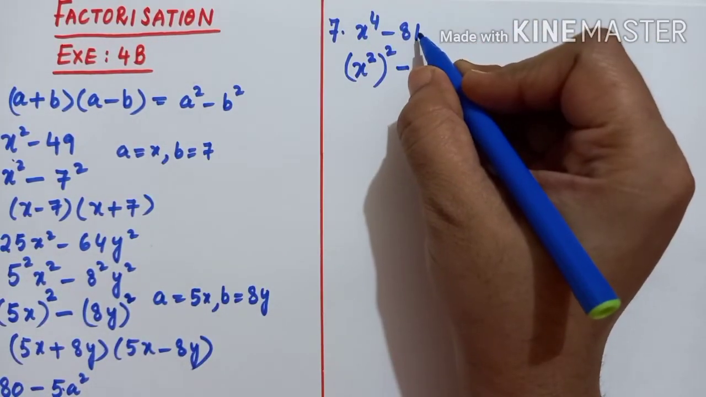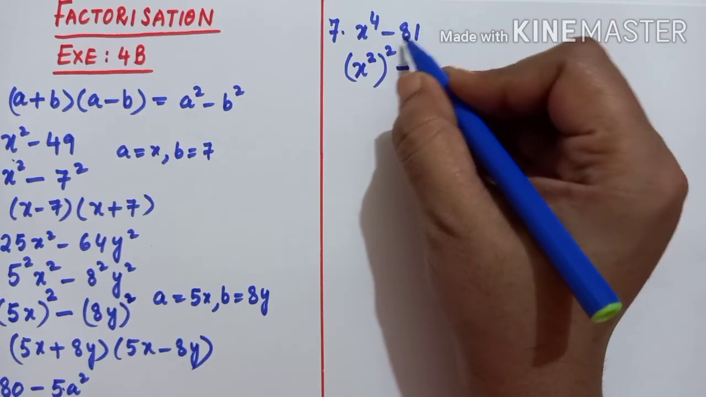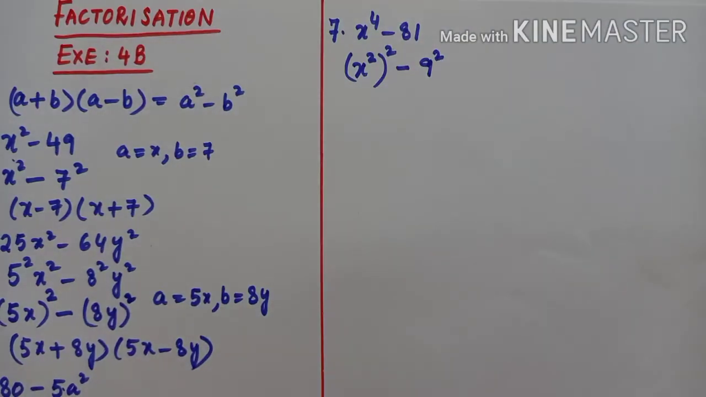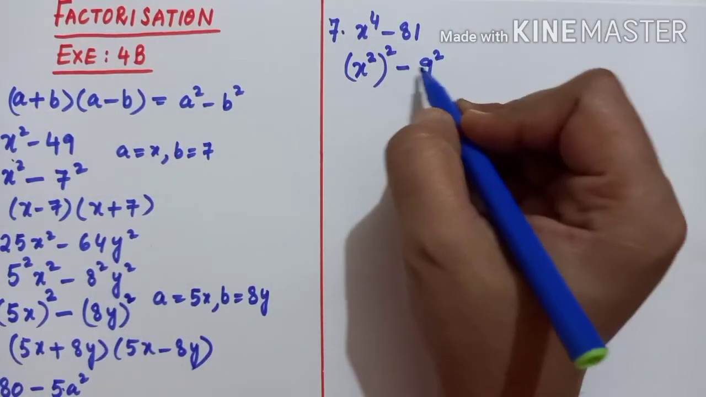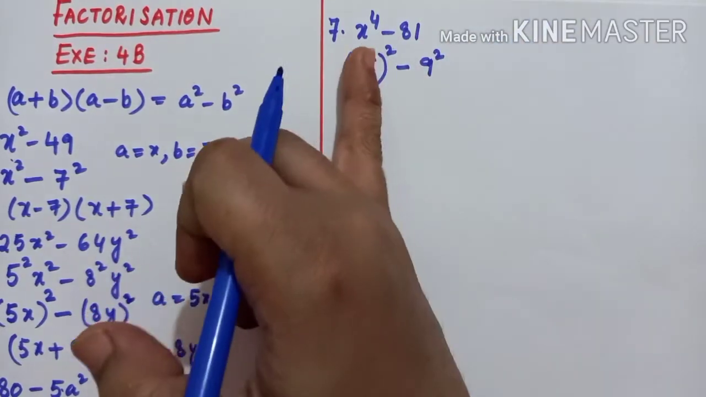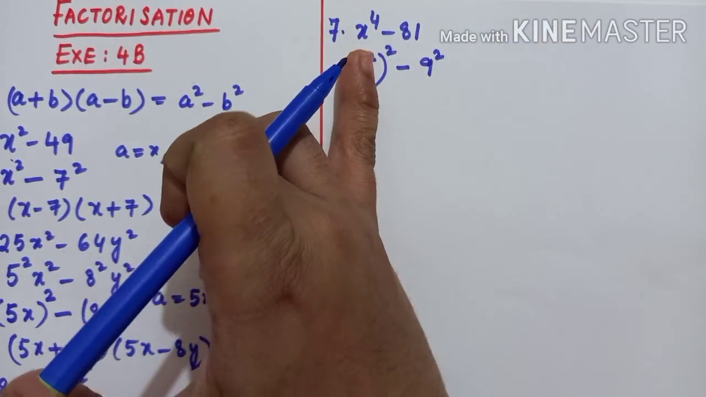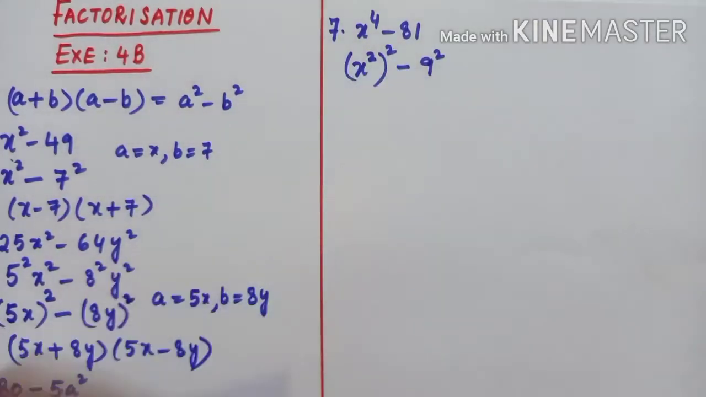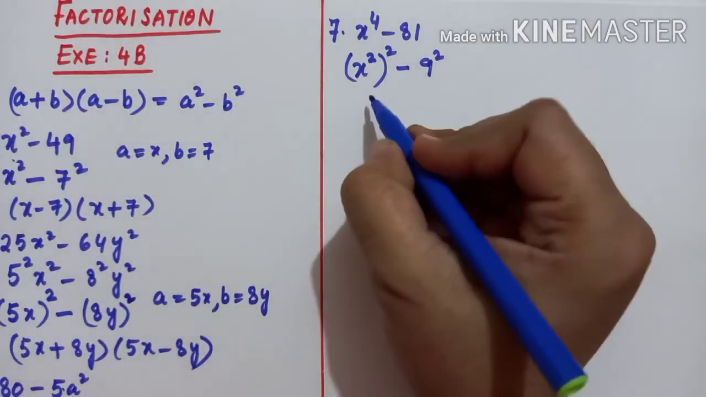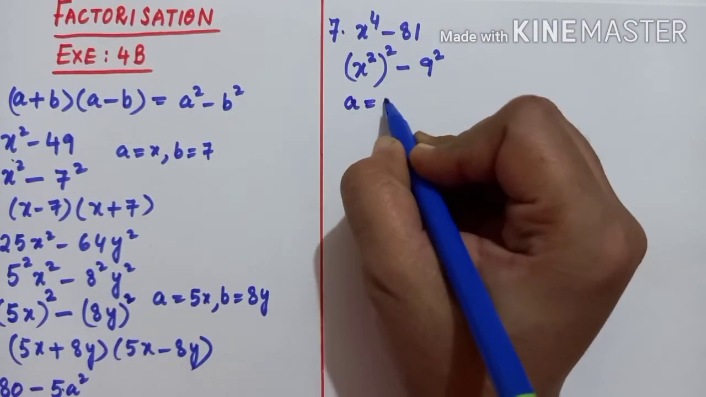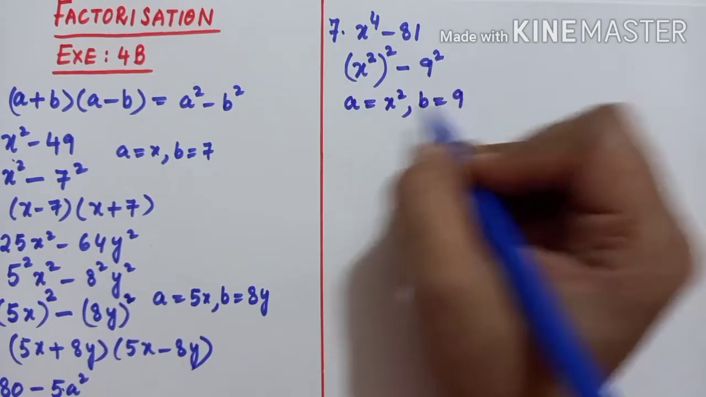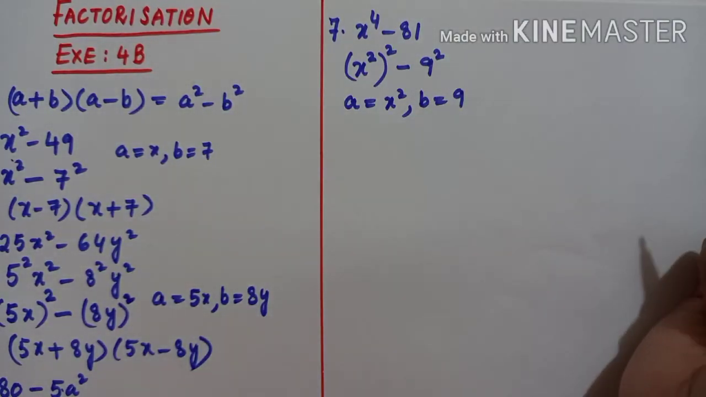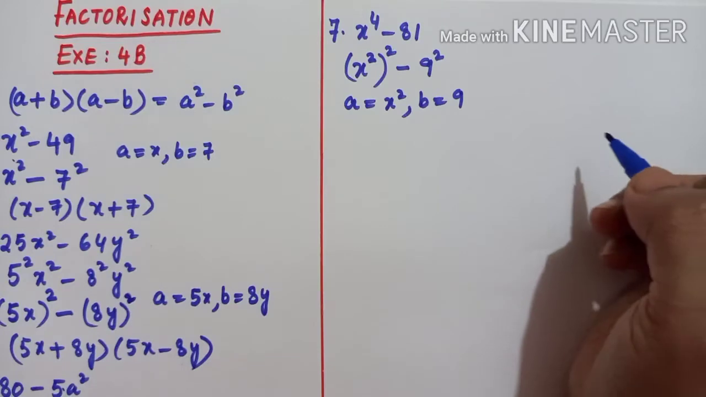Now 81. You know very well, 81 is also a perfect square. It will be 9 square, because 9 9s are 81. Now, x square whole square minus 9 square. Inside the bracket you have x square, which you have to assume as a. It is in the form of a square minus b square, where a is x square and b is 9. Now assuming x square as a and 9 as b, you write a plus b into a minus b equal to a square minus b square formula.